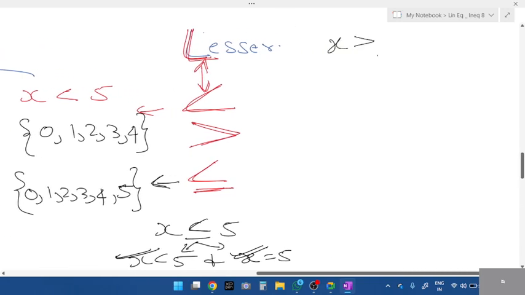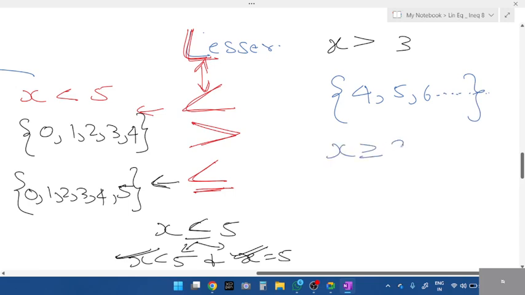x is greater than 3, students. So if it is greater than 3, tell me all the values which are greater than 3. What is the answer? 4, 5. It goes on, right? Infinite numbers, you keep dots and you end with a bracket. I'll explain all this next.